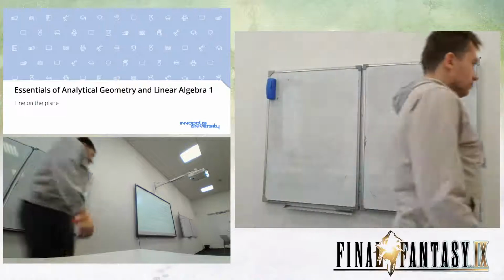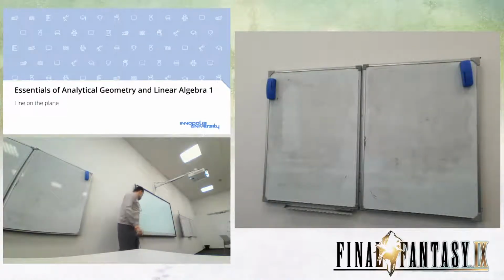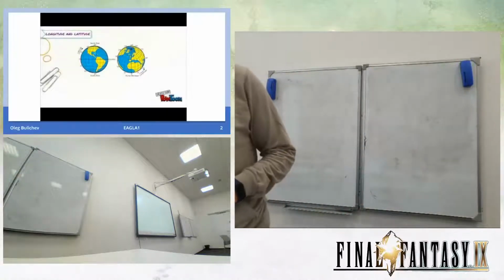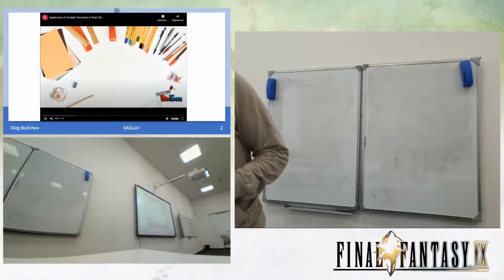So hello folks. Today our topic is line on the plane. Actually, we have one and a half extra tasks. It also will be a pair of straight lines, but I think it's a subset of this. First of all, of course, we need to watch some trash video. Why do we need it?